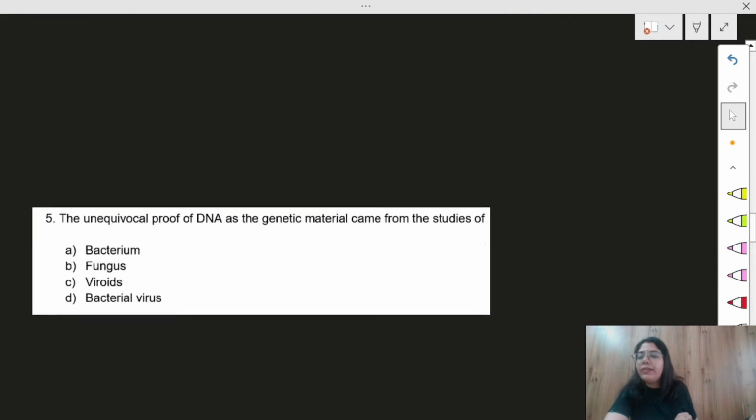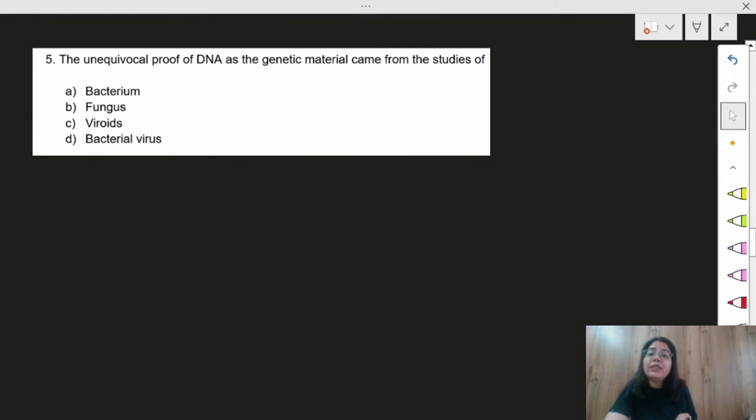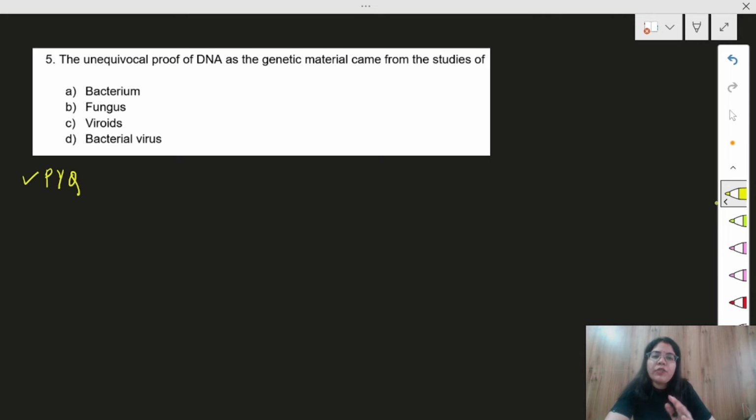Understood? Okay, this question. The unequivocal proof of DNA as a genetic material came from the studies of, remember which were the scientists who gave this unequivocal proof? This is a PYQ, a very favorite PYQ. I think they have asked this question 2 times. After 2021, you just check, they have given this question at least 2 times. This is the experiment which was done by Hershey and Chase. Alfred Hershey and Martha Chase did one experiment and understood that DNA is acting like a genetic material in which organism? Was it a bacteria or a virus? It was a virus, right?